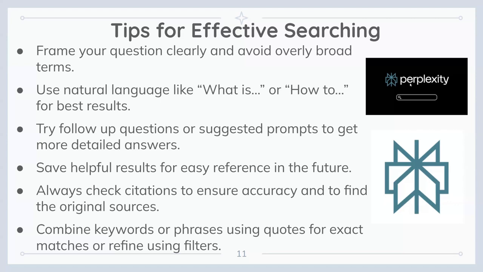Always save helpful results for easy reference. I believe there is an option in the app to save, or you can just screenshot. Always check the citations though. Especially if you're doing something serious, I do recommend checking the citations it gives you. You don't need to do this all the time. If you're just searching it up for fun, then you don't need to check the citations. But if you're writing an essay or doing something formal, then do remember to check the citations to make sure it's right. Also, you can combine keywords or phrases using quotes for exact matches or refine using filters.